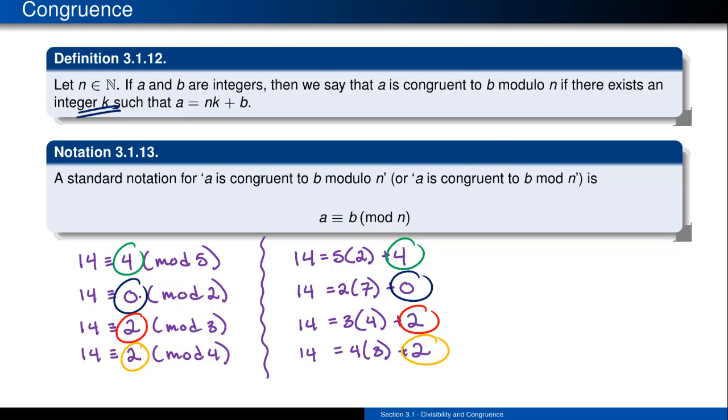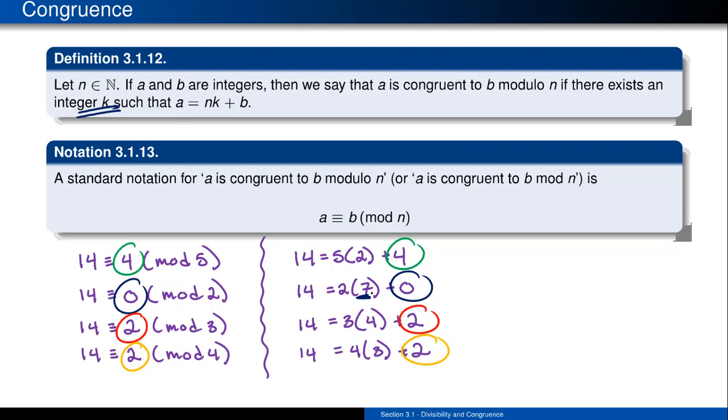14 is going to be congruent to 0 mod 2. And we can also see that that works with the formula up above. If I take 14 and decompose it as a 2 times a 7, so there exists some k, in this case that k being 7, such that 2 times 7 equals 14. So the remainder is 0.